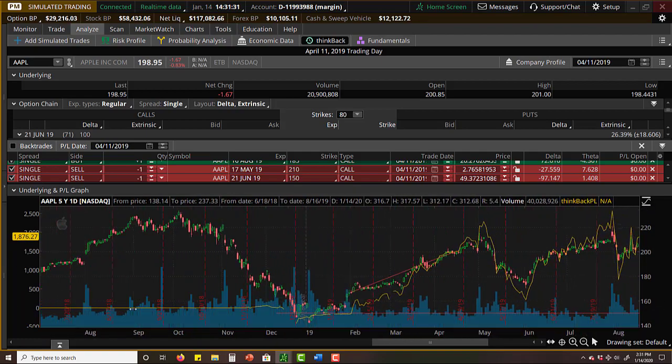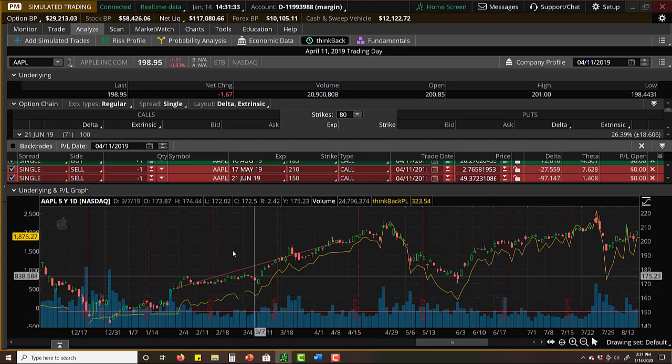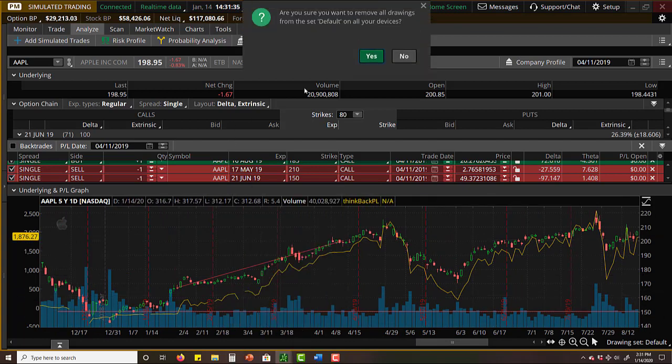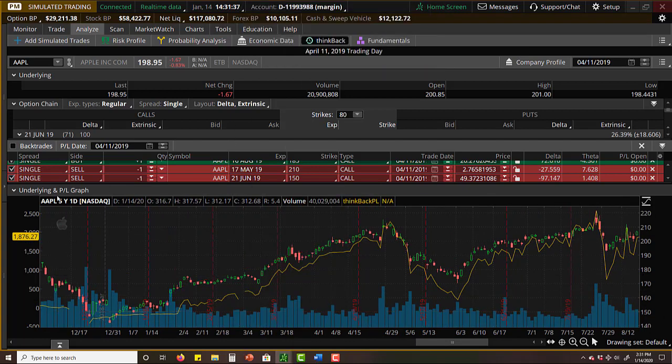the equity curve for your trade. So in the underlying and P&L graph down at the bottom, if you go to where we started the trade in February, you'll see this yellow line tracks your P&L, how much money you would have been making over the duration of the trade, until you put in the exit price.